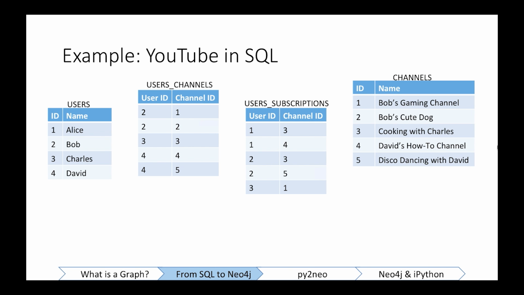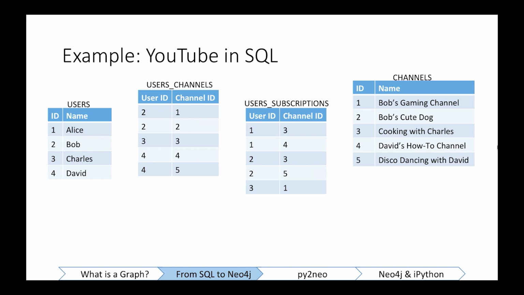I'm going to say a user is an entity and a channel is an entity. To capture relationships between them, you usually create a table like this. And then let's say you also want to capture information about users subscribing to other users' channels. So you would create another table, maybe call it user subscriptions.